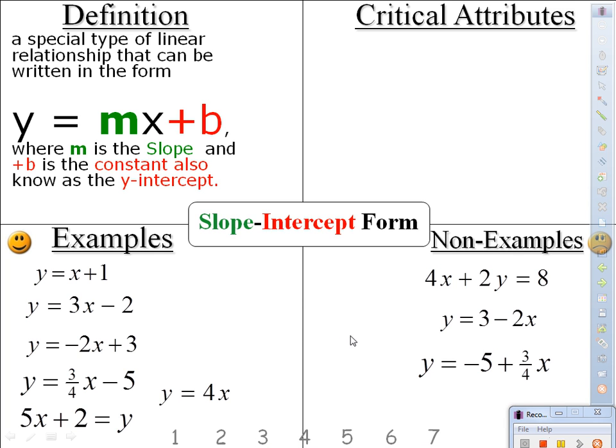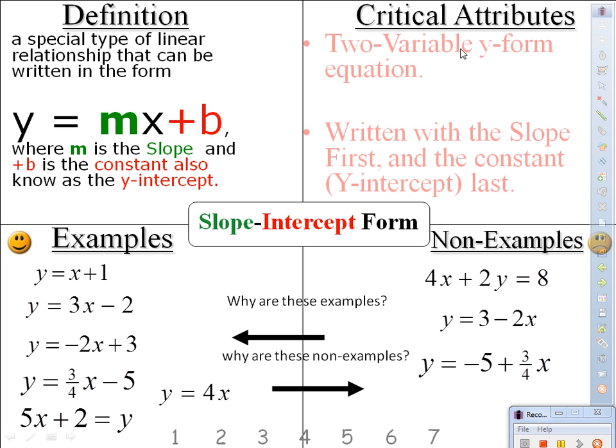So that is correct. The first one, both variables are on the same side, and this one, the variable needs to come first and the constant at the end. Same thing with this one. So the most important thing to remember about slope-intercept form are two variable y-form equations, and they are written slope first and the constant at the end or last. Copy that, please.